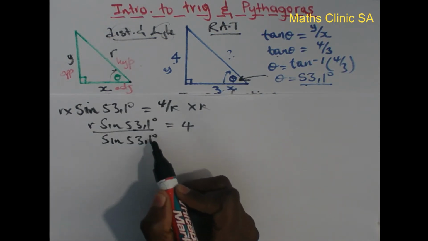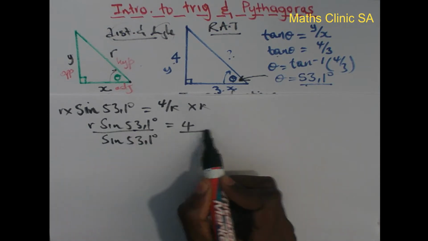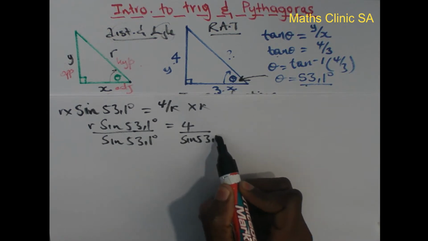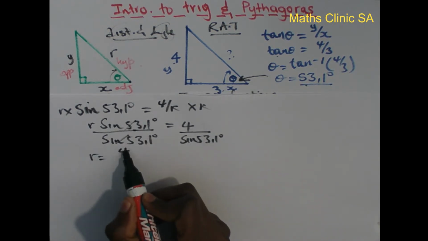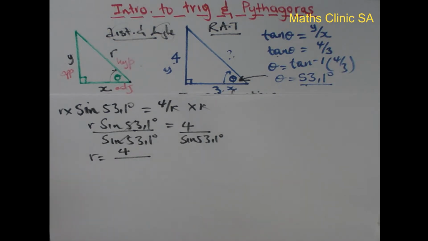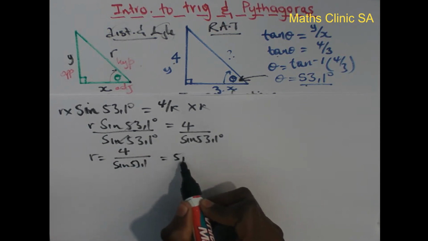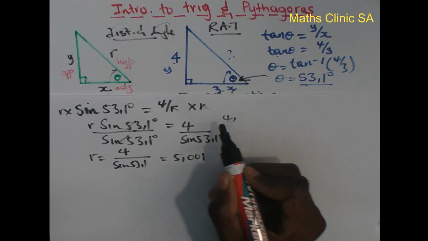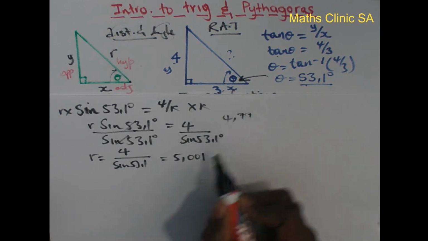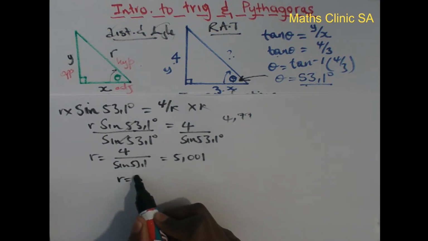So when I want r, I divide both sides to solve for r. It's the same thing as when we solve for x: when there is something multiplying x, you divide both sides by it. So it's 4 over sin of 53.1 degrees. Now on the calculator, it's 4 divided by sine of 53.1 degrees. Sine of 53.1 is about 0.8, so the answer is 4.99, which is approximately 5. So our r is 5 units.